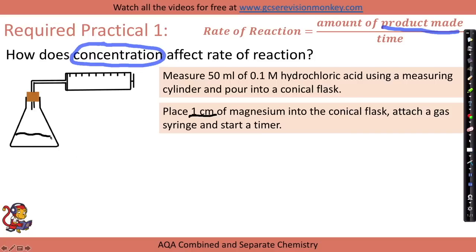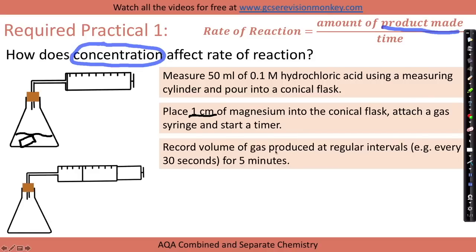So in here we'd have our acid and our piece of magnesium, which you should know is going to create hydrogen gas. To calculate the rate of reaction in this experiment, we could record the volume of gas produced at regular intervals, for example, every 30 seconds for 5 minutes. And as gas is produced by the reaction, the gas syringe will move outwards and you can measure the volume of gas produced. Do not write amount, you must use the word volume.